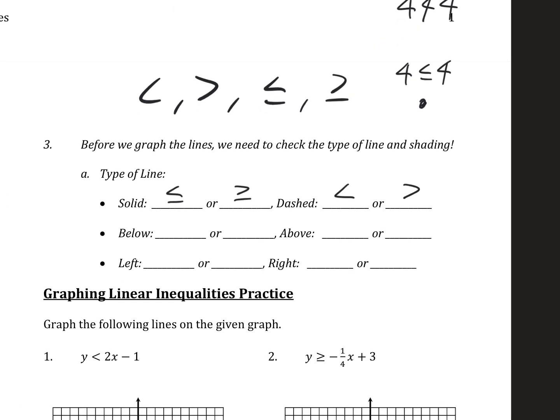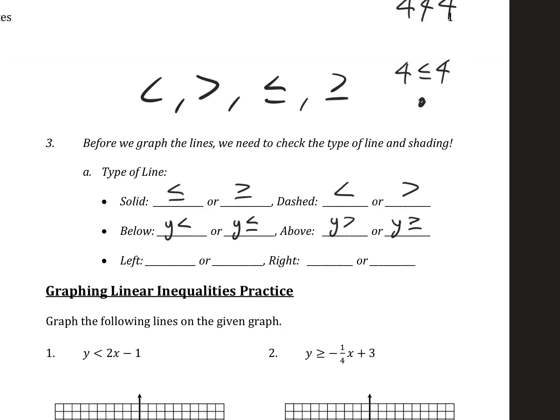Okay? Below, we shade below when we use y is less than or y is less than or equal to. And we shade above when we do y is greater than or y is greater than or equal to. Okay.